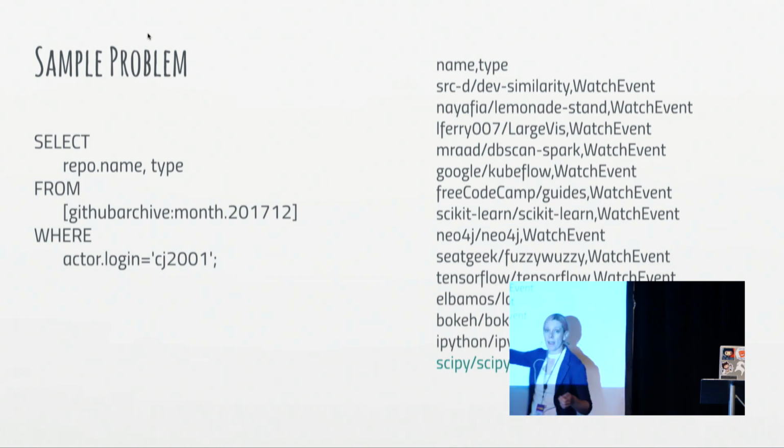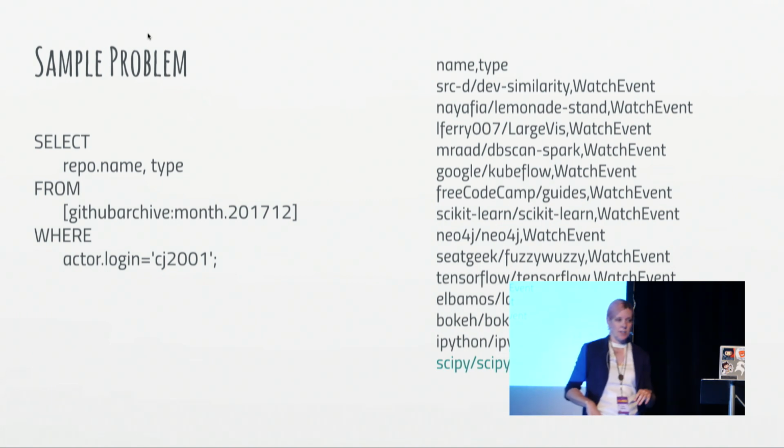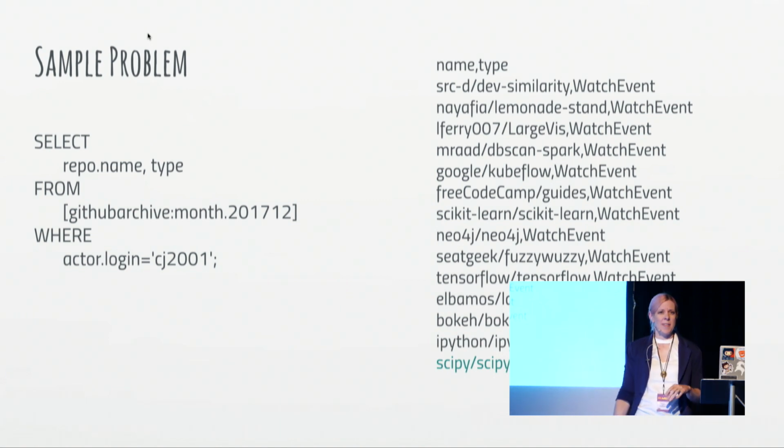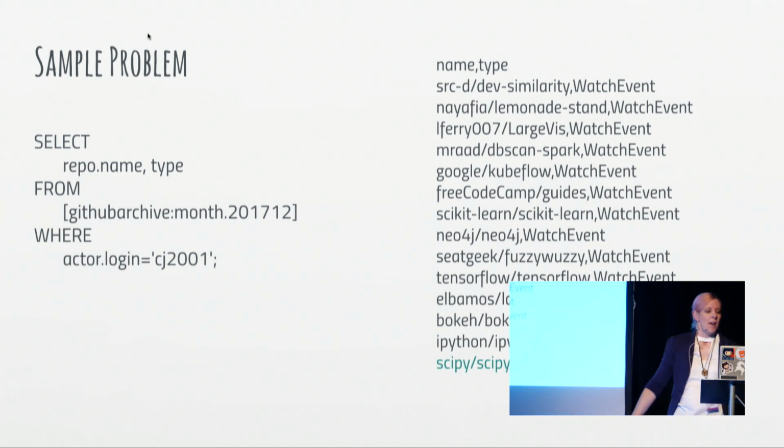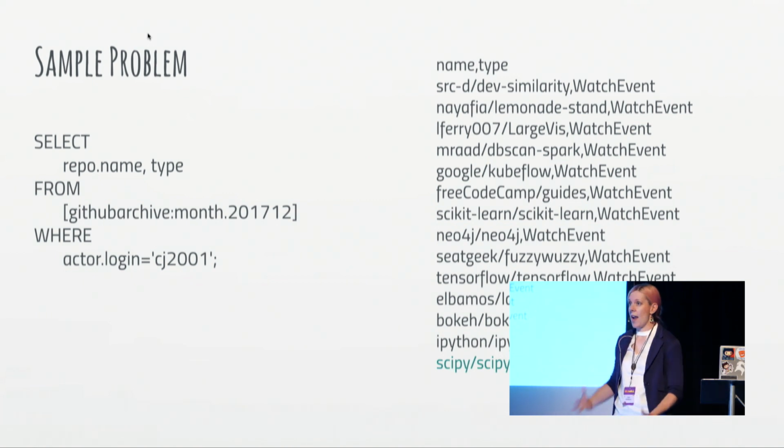And I'm going to pick on one. I'm going to pick on SciPy. Okay, so I watched SciPy in the month of December 2017. I don't really know why it took me that long to watch the repo, but it did. Okay, so that's great. Now, what are we going to do with that? Somehow I want recommendations based on the fact that I watched SciPy. So what are those going to be?